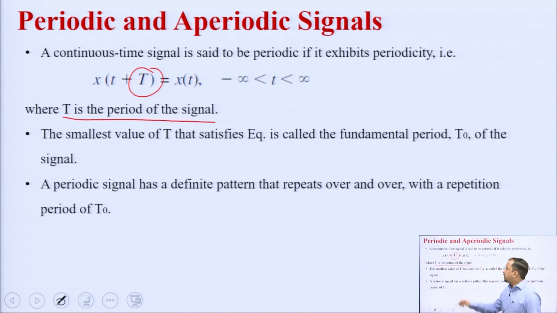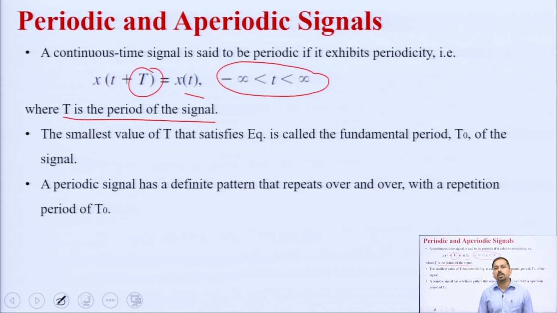So if x of t plus capital T is the same as x of t, then the signal is said to be periodic. Otherwise the signal is said to be aperiodic. Also the condition here is that time t must be from minus infinity to infinity, meaning the signal must exist on both sides, in the negative half as well as in the positive half.